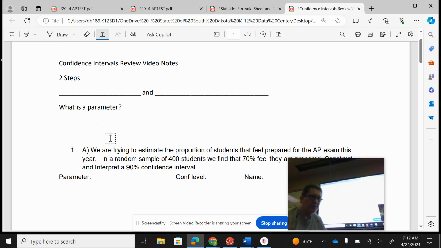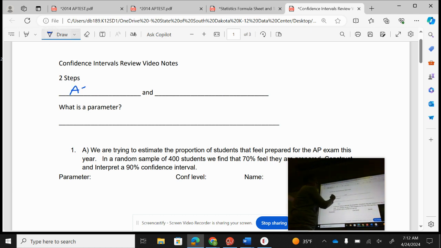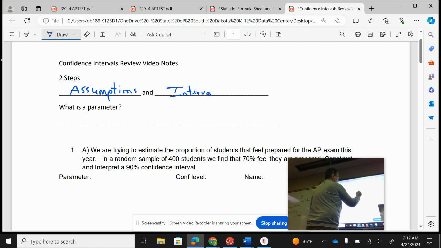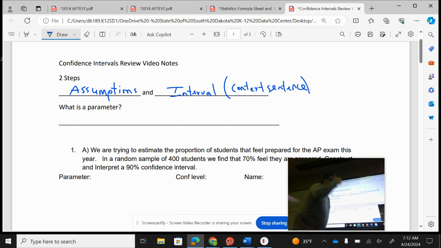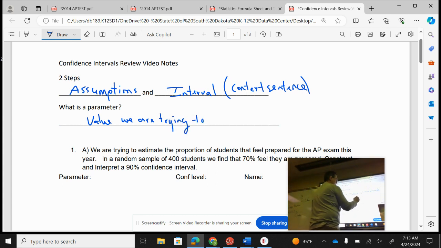But let's jump in. There are 2 steps when we're doing confidence intervals. So you have to make sure, I always made them worth 6 points on tests. You have to do the assumptions, and then you have to do the interval. And don't forget the context sentence. I am 90% confident the true mean is between this and this. What is a parameter? It's the value we are trying to estimate for a population.